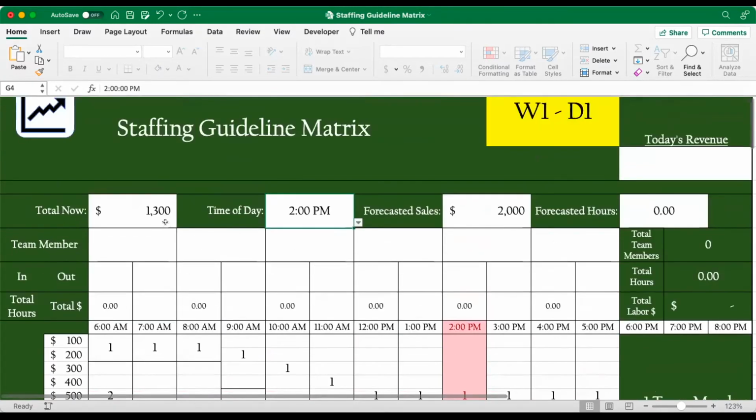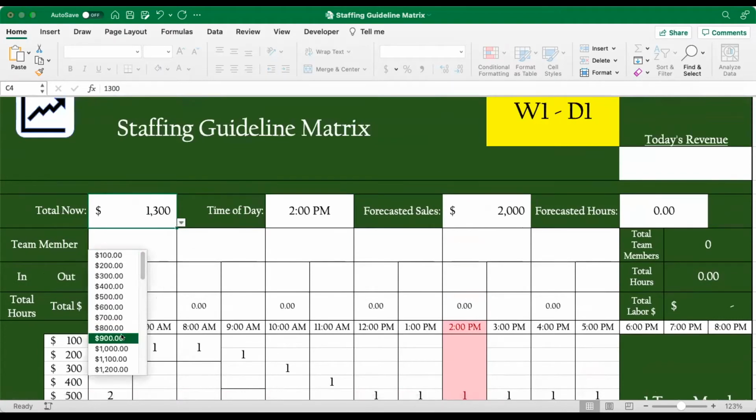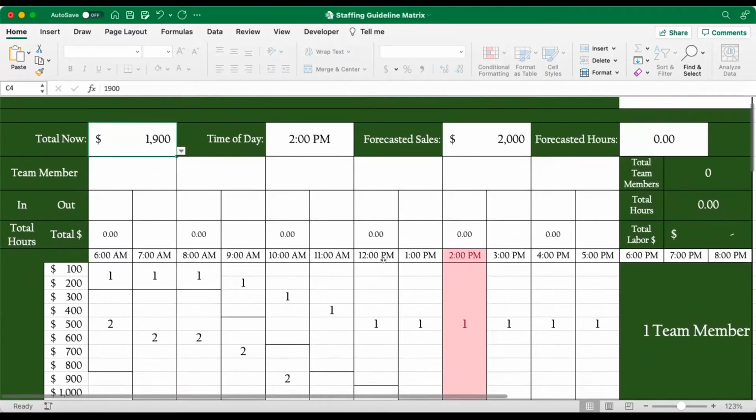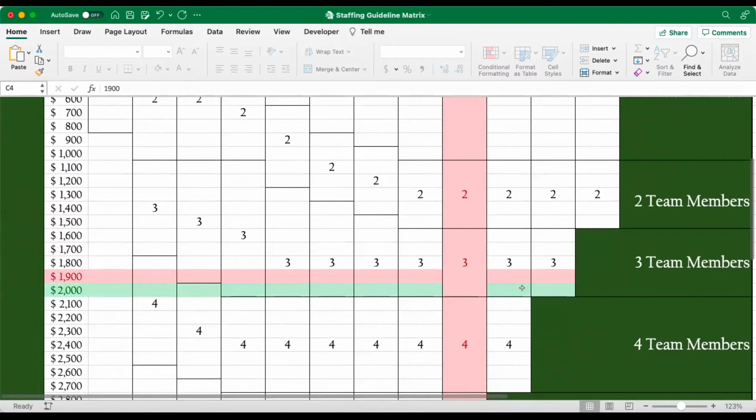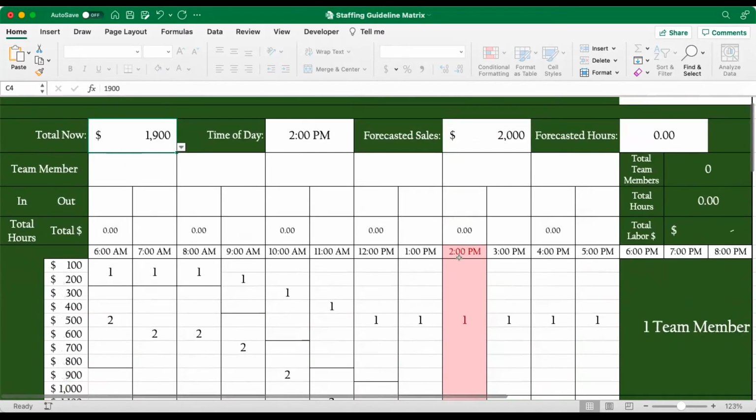So let's just rethink this again and actually enter a different number. Let's say instead of 13, let's say you get 1,900 at 2 o'clock. You see how this is shifted now? It's closer to where your goal is, but now it's saying that you need 3 people on at that time of the day at 2 o'clock. You still got about 3 hours or so left in the day.